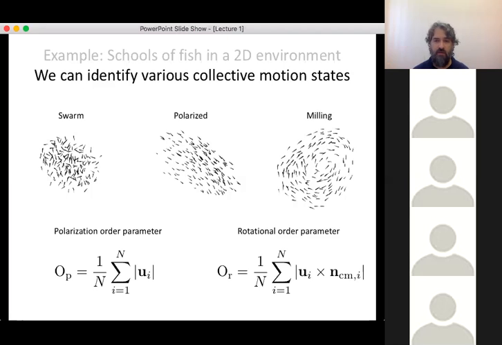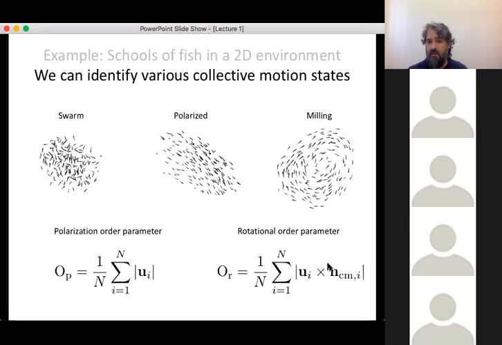Is this clear? If anyone has urgent questions about this, please unmute yourself and ask. Yeah, what was the n, the vector n with some subscripts that you have there? C, you mean this one? Yeah, that's a good point. So UI is the unit vector of the direction of each fish, and CM stands for center of mass.